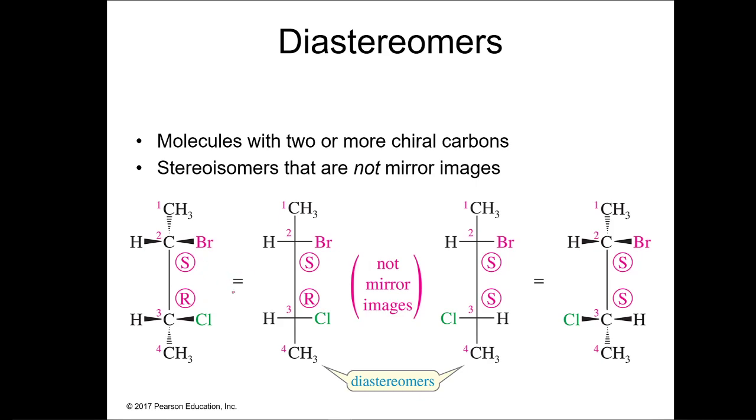They can be opposites, 1S, 1R in 2 different configurations, or they can both be the same, again in 2 different configurations. So these are not mirror images, even though they're isomers of each other. So these are diastereomers.